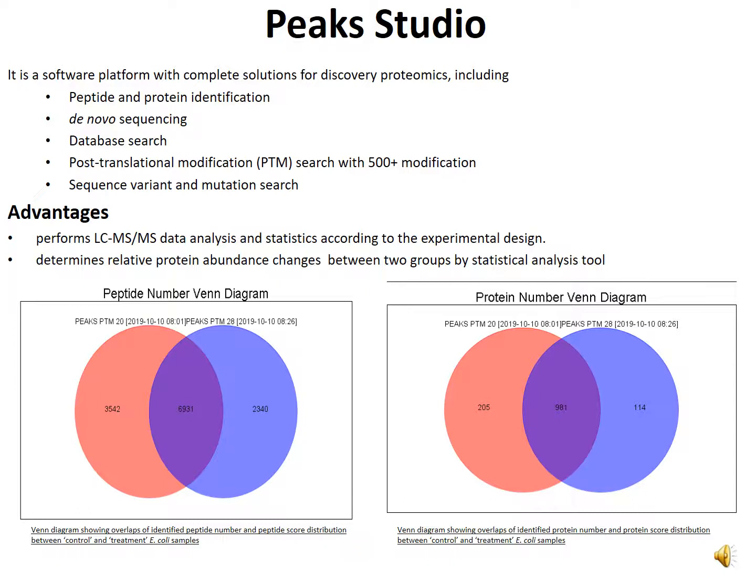The given two Venn diagrams are the results of our experiment produced by PEAKS Studio. The first Venn diagram shows the peptide number between control and treatment E. coli samples, and the second one similarly shows the protein number between control and treatment E. coli samples.